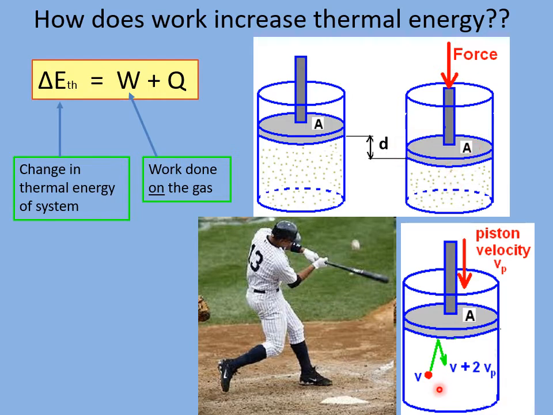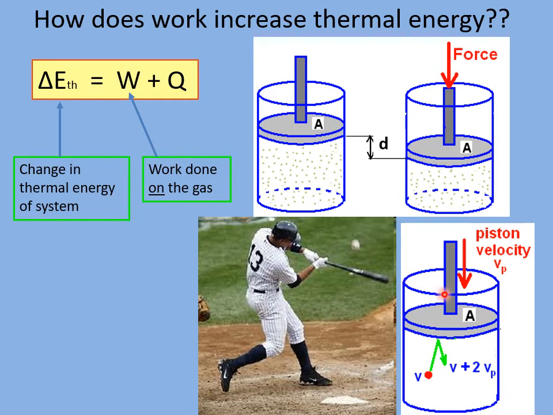In fact, if you do the analysis here, if the piston is moving down with velocity v sub p, an initial gas molecule, or atom, bounces off. Let's say it comes in with a velocity v. It leaves with a velocity v plus 2 times the speed of the piston. So this gas molecule has gained kinetic energy, just like the baseball has when he swings the bat. So this piston acts like a bat that's hitting trillions and trillions of gas molecules every second, giving them extra energy, and this increases the thermal energy of the system caused by the work done.